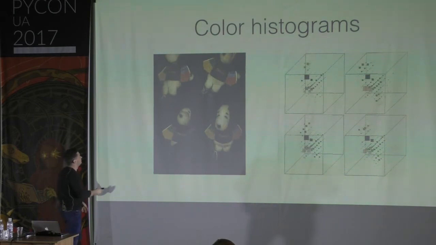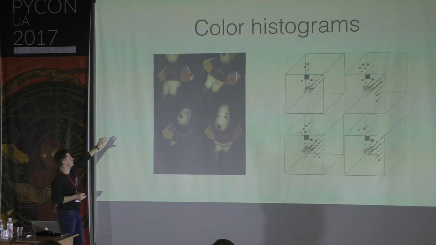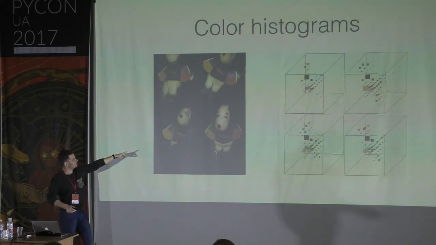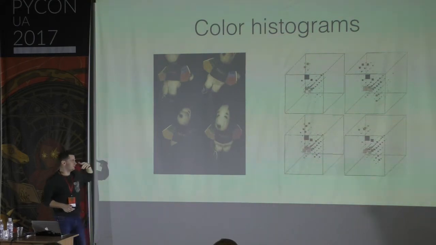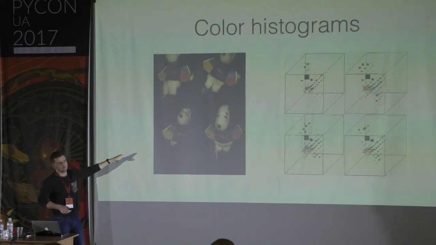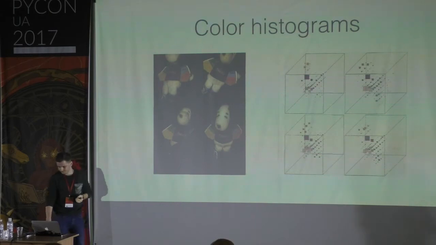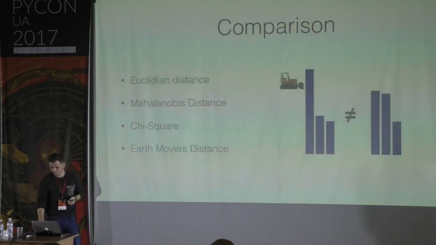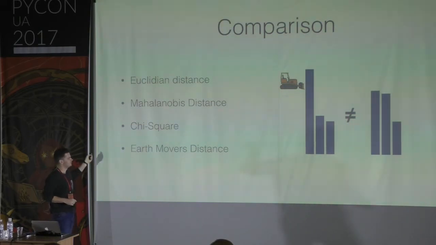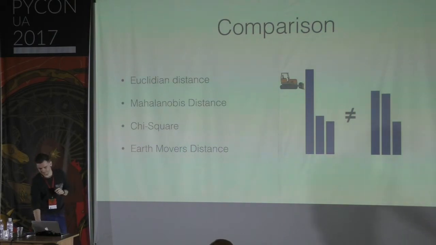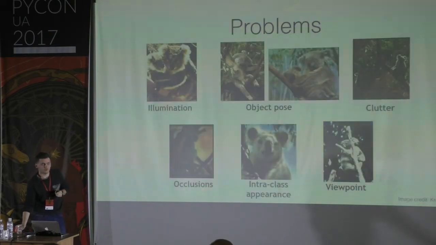So here we can see that these are the same object, but parts are missing, and it's also moved and turned around. But if we look at the histograms, even by naked eye, we can already see that they look quite similar. So we can assume that this is the same object. We also need a way to compare histograms. I'm not going to talk about it. There are multiple methods, and you can check them out. However, it's still not good enough.